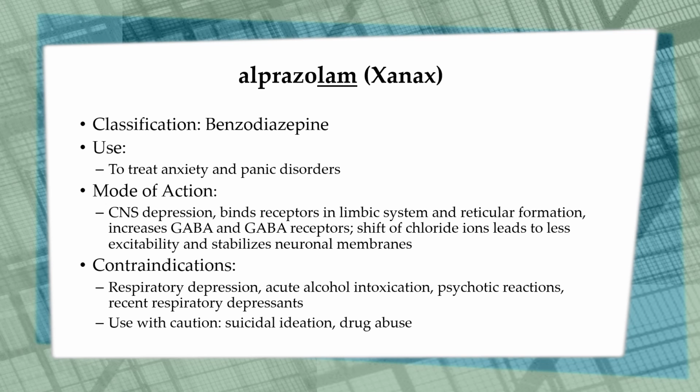Contraindications, again, because it depresses that CNS system, you don't want to give it to patients that are already in respiratory depression. They already have a slow CNS. Okay, you don't want to give it to those patients because it's only going to increase that depression. Patients in acute alcohol intoxication, no, you don't want to give it to those patients as well. Psychotic reactions, again, we talked about that suicidal ideation. We don't want to give it to patients that have psychotic reactions. And recent respiratory depressants, okay? So if they're on respiratory depressants already, you're not going to give alprazolam to these clients. Again, use with caution in suicidal ideation and drug abuse.